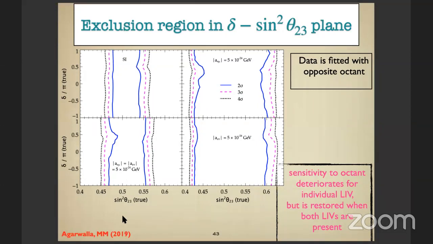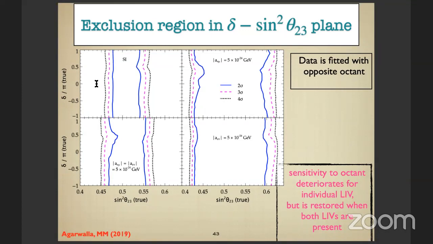Here we show, as a consequence of our previous discussion, the allowed regions in the delta and sine square theta 23 plane in presence of LIV and how it compares with the standard case SI. The first panel is for SI. So let us focus only on the first panel. Let me explain this. Basically, this is the allowed region at 2 sigma, 3 sigma, and 4 sigma in this delta and theta 23 plane.